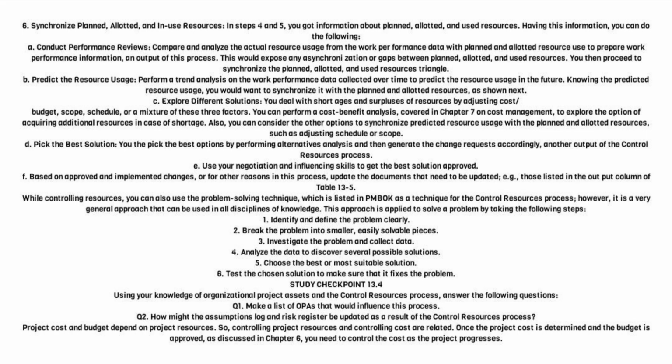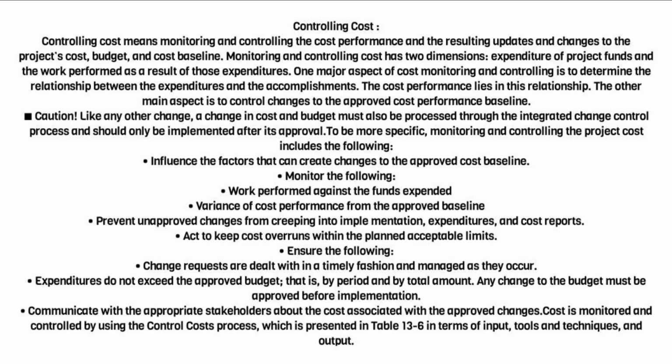Project cost and budget depend on project resources. So, controlling project resources and controlling cost are related. Once the project cost is determined and the budget is approved, as discussed in Chapter 6, you need to control the cost as the project progresses. Controlling cost. Controlling cost means monitoring and controlling the cost performance and the resulting updates and changes to the project's cost, budget, and cost baseline.